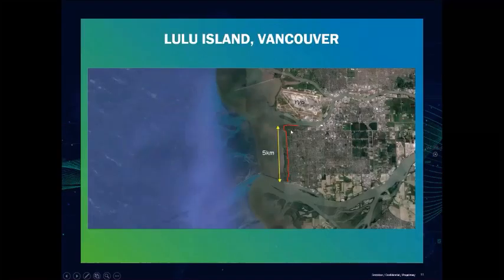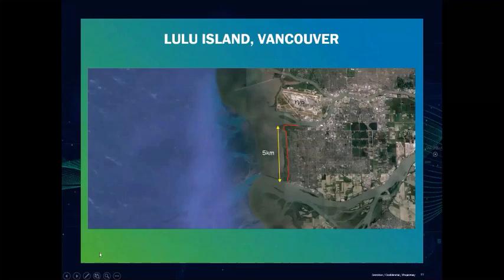This is one example here. This is Lulu Island, Vancouver International Airport, and in this area we have a dike about 5 kilometers long, and the community is right here, and the wave is coming from these directions. So this dike, maybe we need to increase the elevation in the future because sea level rise is increasing, and the wave runup and overtopping also increase.